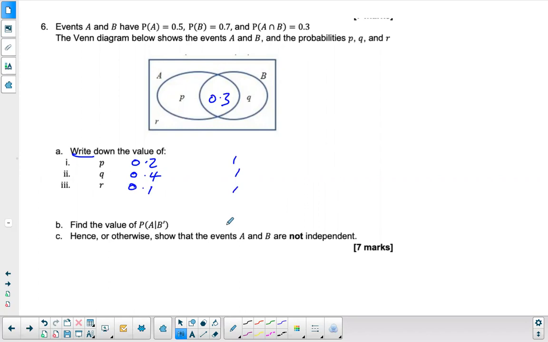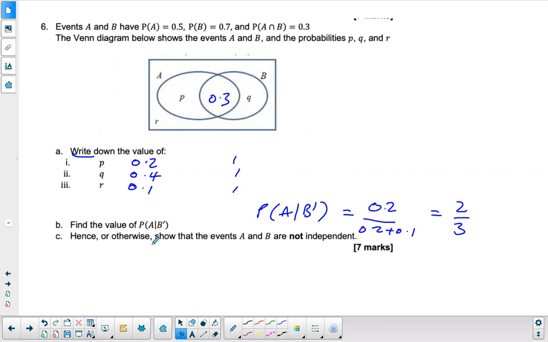Probability of A given B prime. A given B prime, it's outside of B. So we don't care about any of that. What we're looking at is the probability of A given B prime is 0.2 divided by 0.2 plus 0.1, which is 2/3. Because we're only looking at the regions involving P and R.